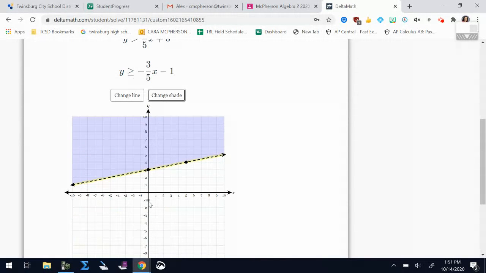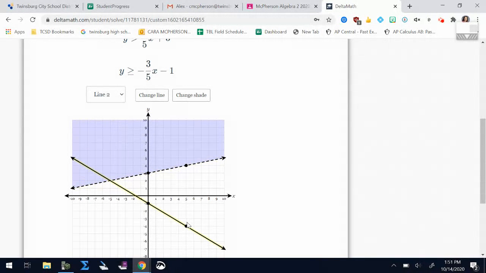So I'm going to start at negative 1 as my y-intercept, and I'm going to go down, because it's a negative slope, down 3, right 5. This one should be solid because it has the equal to, and it should also be above. So change my shade. So my overlap now, again, I like how the Delta Math puts it almost like in this darker teal color, is right here.